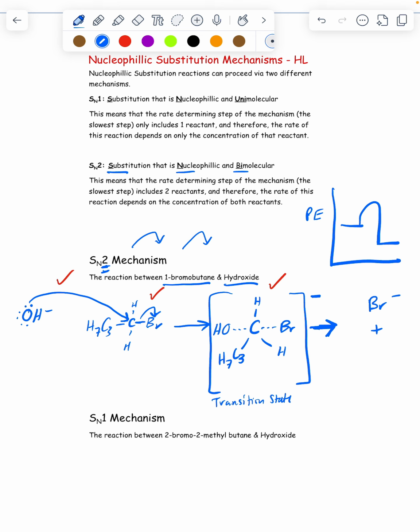I could draw this in different ways, but if we want to be consistent, I could draw my H7C3, then my CH2, and then the OH. So the OH has substituted for the bromine, and now I've shown it in a clear SN2 fashion, 2 curly arrows in the same rate determining step to distinguish it from SN1.